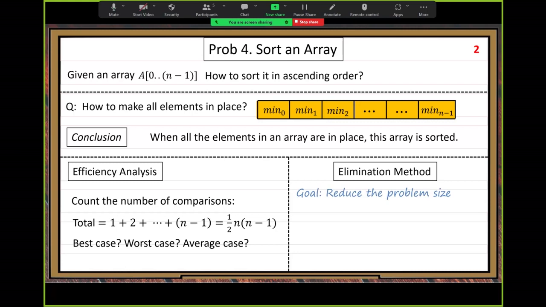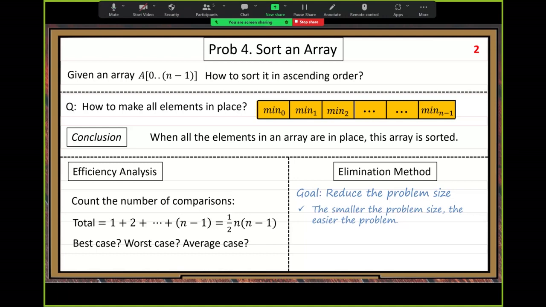The goal, why? The main reason we apply the elimination method is to reduce the problem size, because after the elimination, your problem size becomes smaller. As a result, after you reduce the problem size, here we use this principle. This statement, I treat it as a principle. So what's that? The smaller the problem size, the easier the problem.